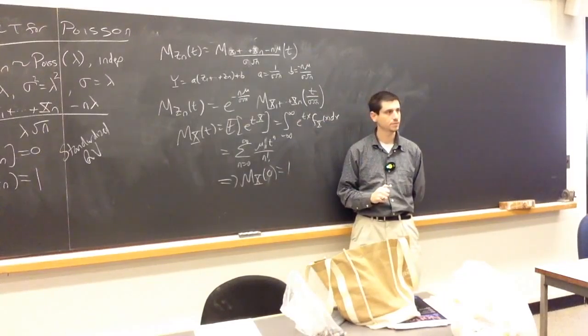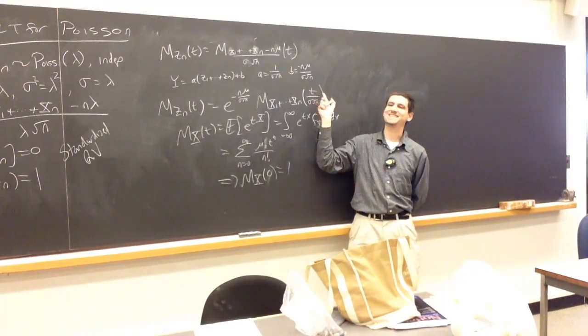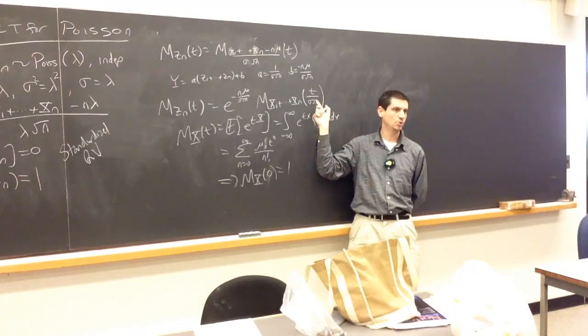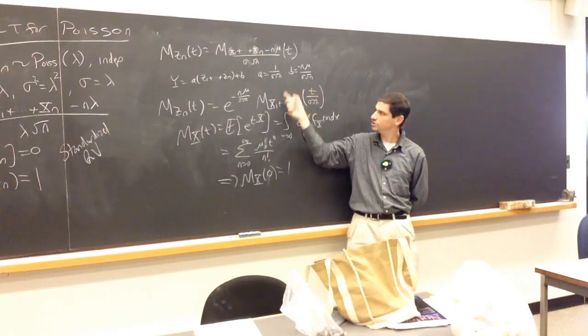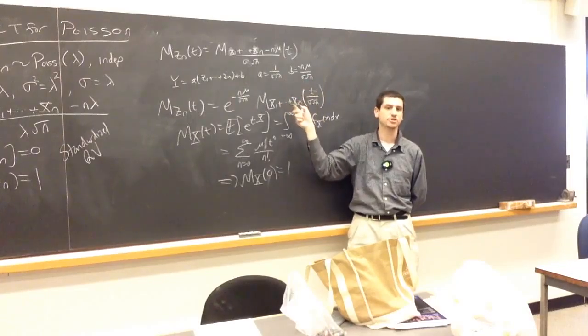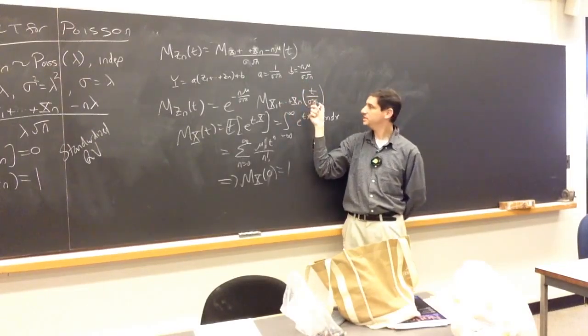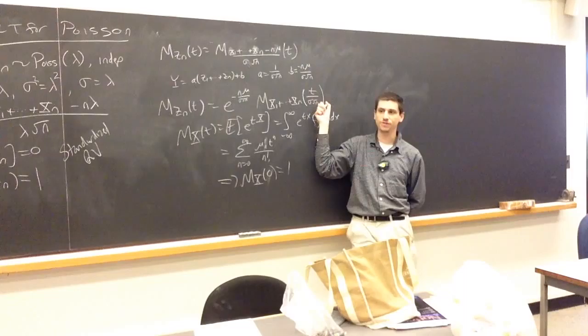Well, we're not evaluating it exactly at 0. We're evaluating it very close to 0. So what we're going to want to do is a Taylor series expansion of this. What's nice is because we have a square root of n, yes?